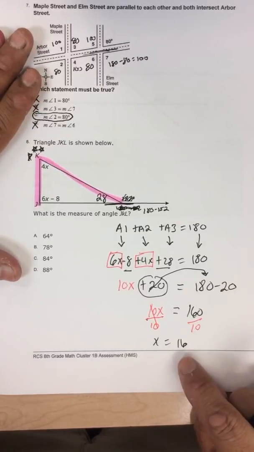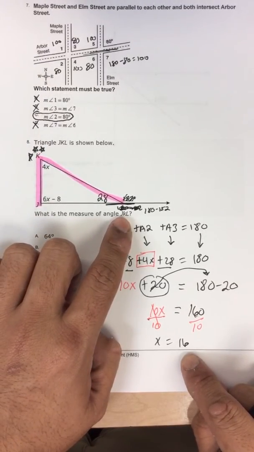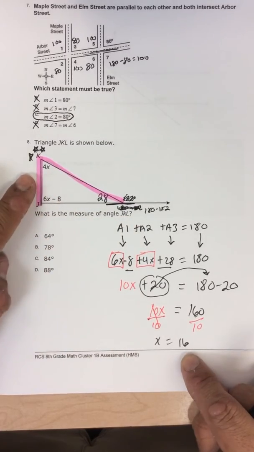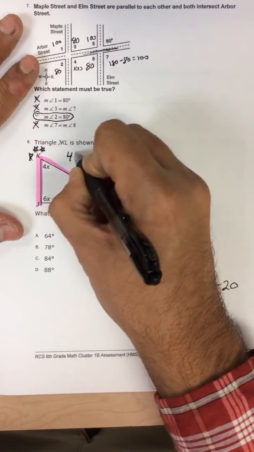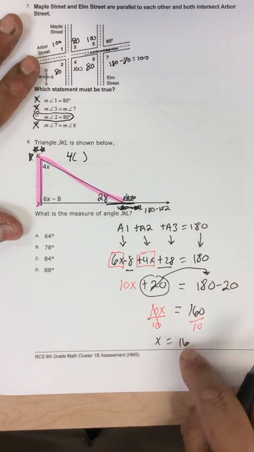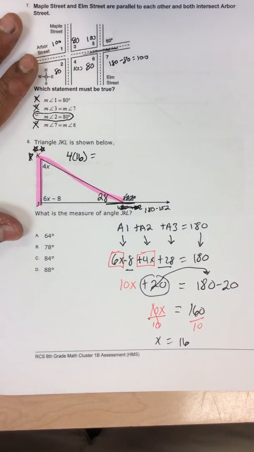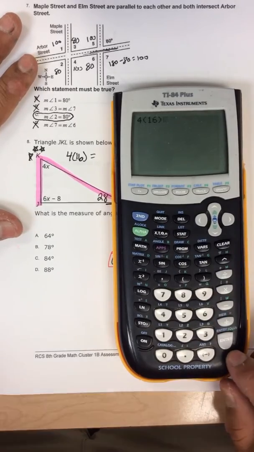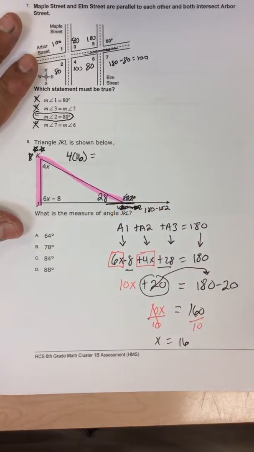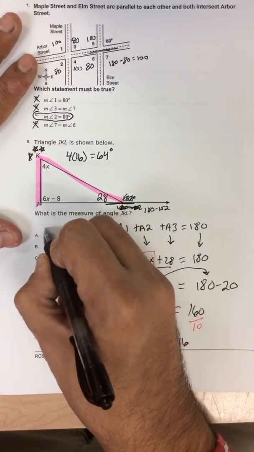So now, if you go back to the original question, what is the measure of angle JKL? We're looking for this angle. So therefore, we're not done yet. We have to take 16 and go back over here and plug it into my equation. So my equation is 4x. So instead of the x, I'm going to put parentheses. And in goes 16 into those parentheses because that's the value of x. So now if you type that in exactly like it looks into your calculator, you're basically doing 4 times 16, which is 64. So the measure of angle JKL is 64.